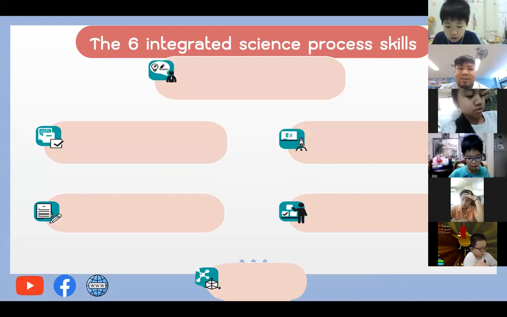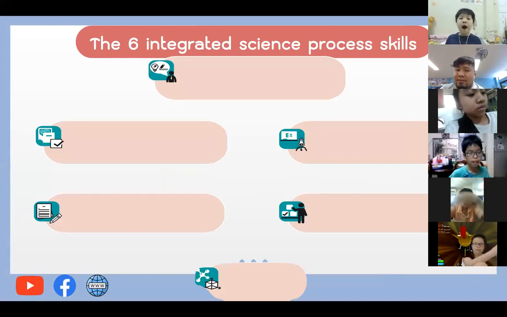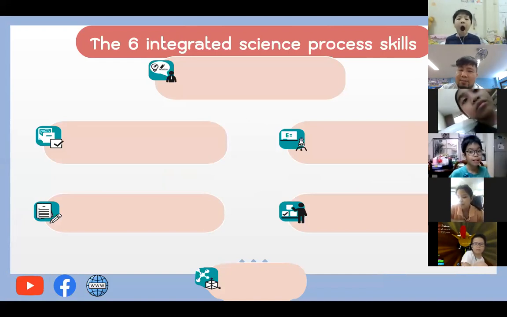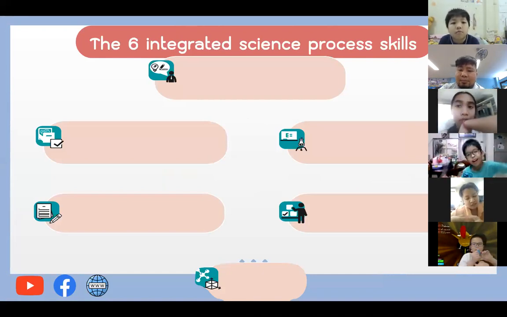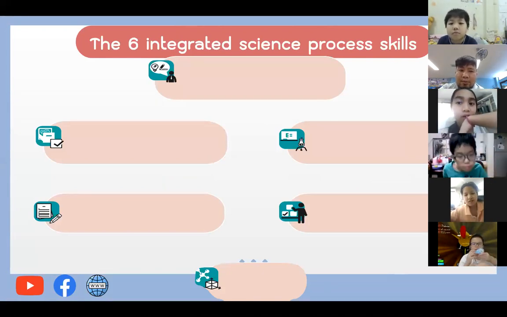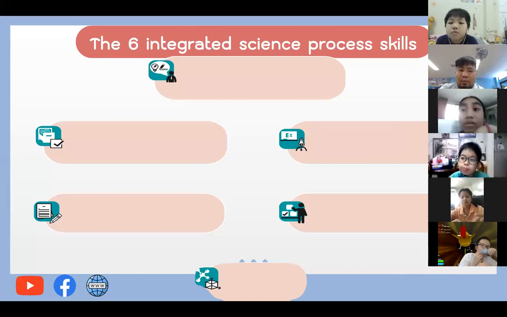Let's proceed to the sixth integrated science process skills. This is the integrated, and the first one is the basic. So this integrated science process skills is somewhat difficult to understand, but we will try to discuss it one by one so everyone can understand.